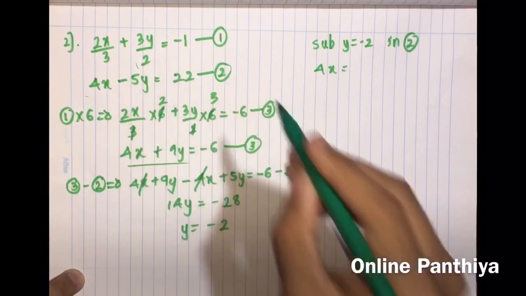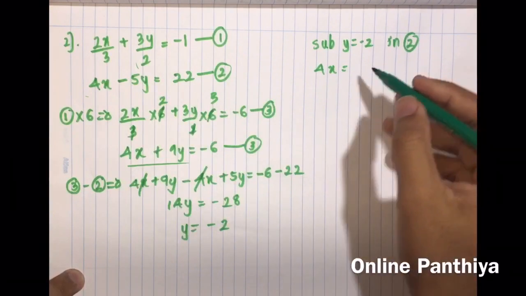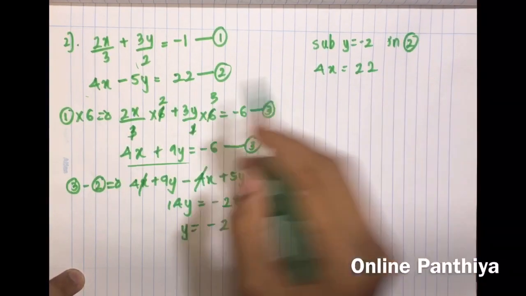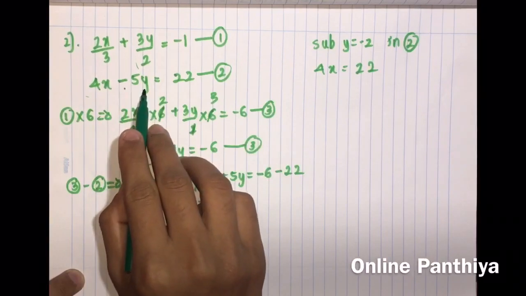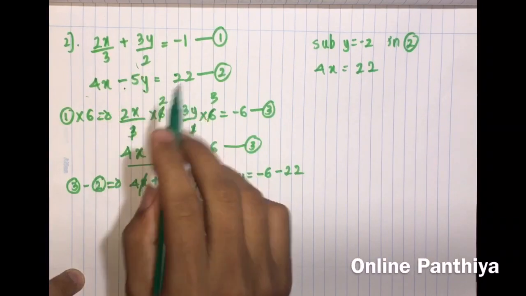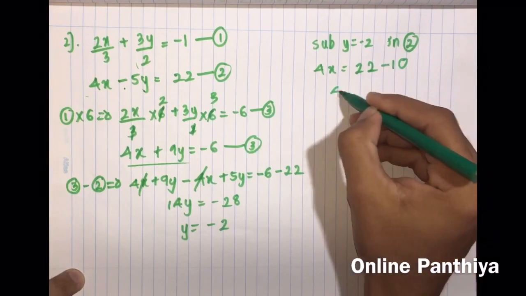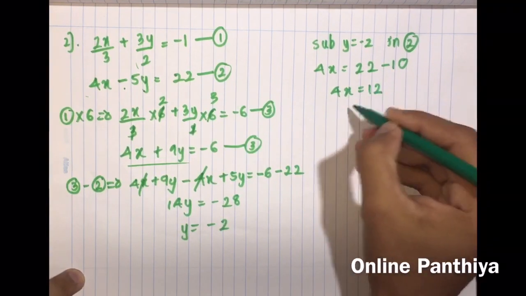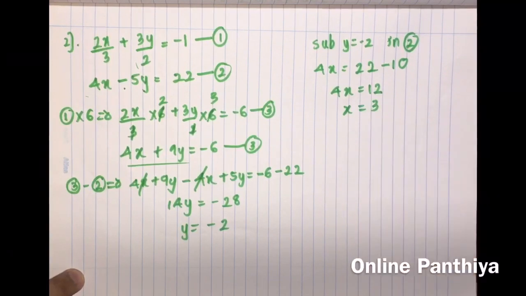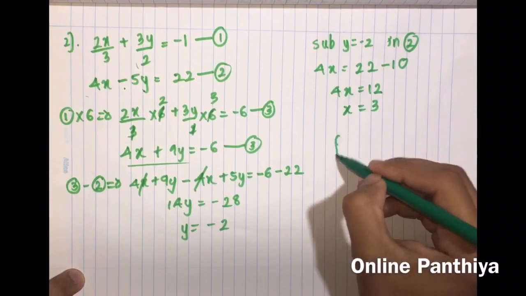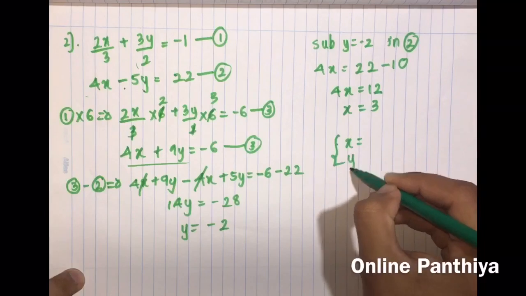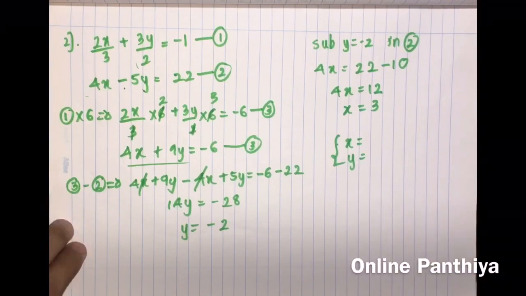So if I take y to the other side, I have 22. Here, minus 5 into minus 2 is plus 10, so taking it to the other side will give you minus 10. So 4x is equal to 12, x is equal to 3. Is that correct? You have to write the value of x and the value of y. Okay, is that clear? This is simultaneous equations.